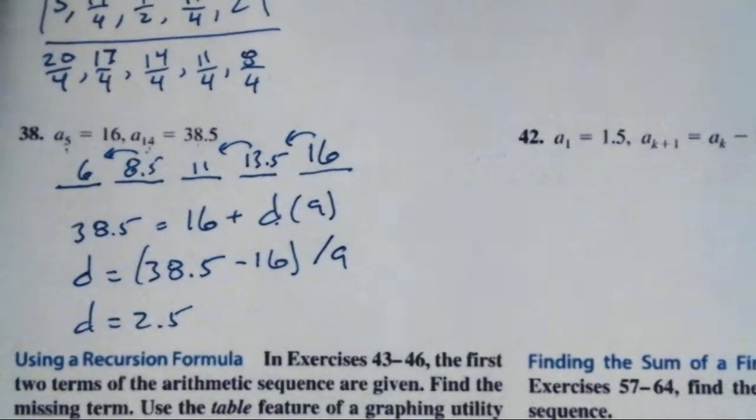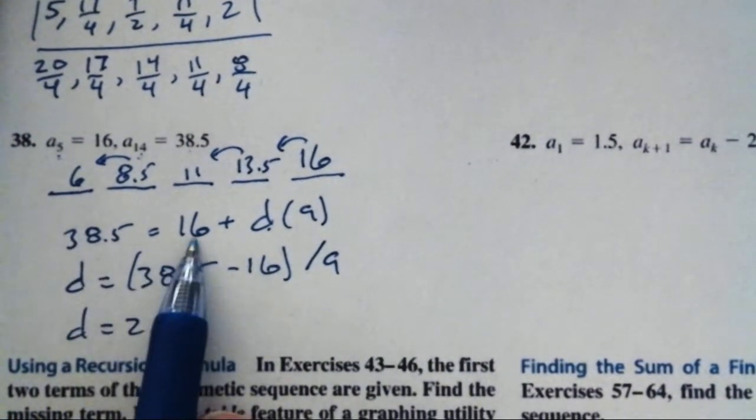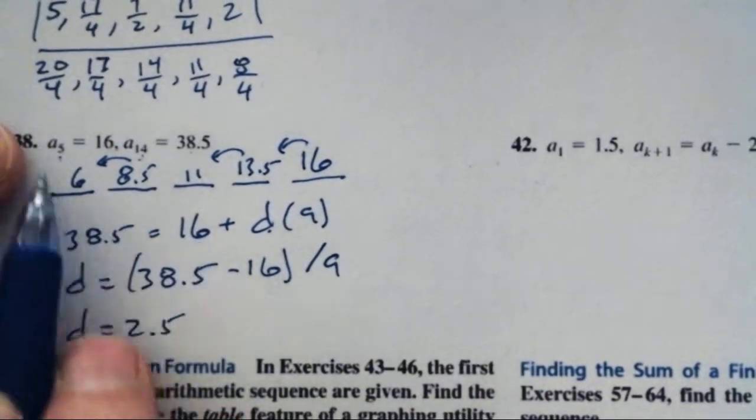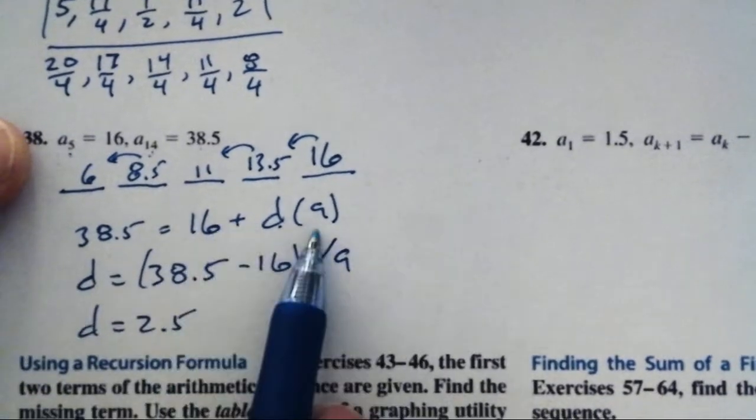Not too bad. Nothing magical about this formula that says we have to start with A1. In this case, I started with A5 and built to A14. We just have to be able to recognize the number of steps.